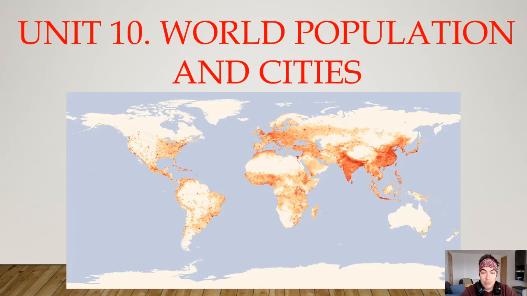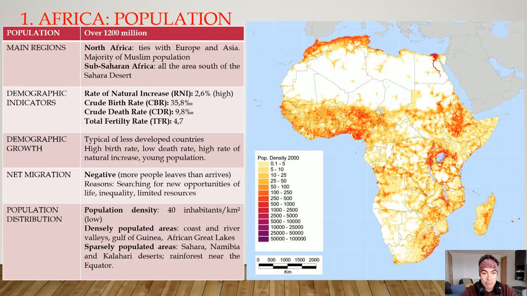Here you have a map of the population density all over the world. The more intense the color is, the higher the population density is in those areas. So we are going to start with Africa, and we have to know that in Africa the population is over 1200 million inhabitants. We have to distinguish two main regions in Africa, which are North Africa and Sub-Saharan Africa.